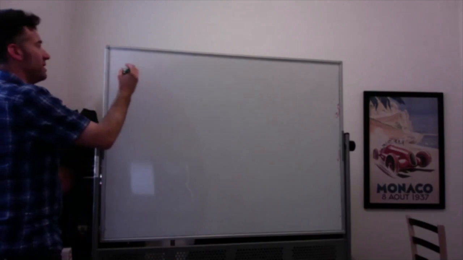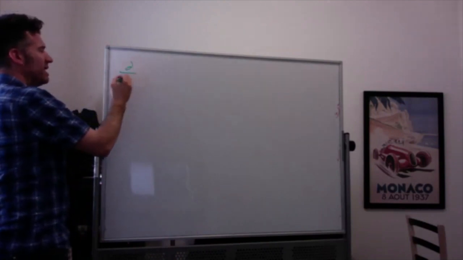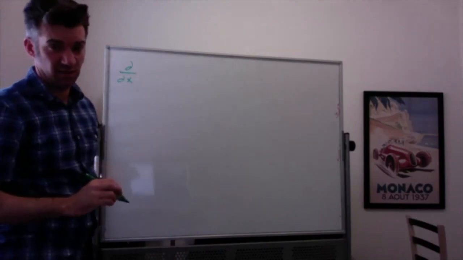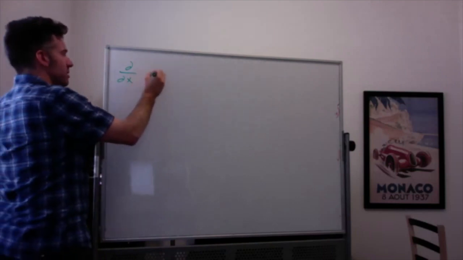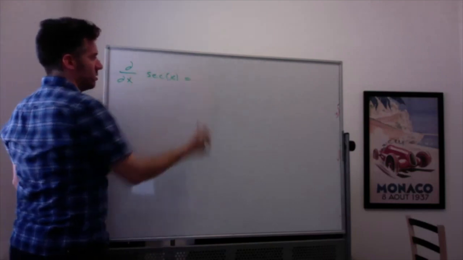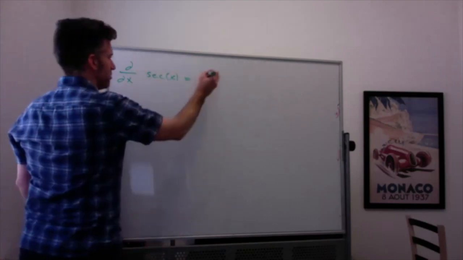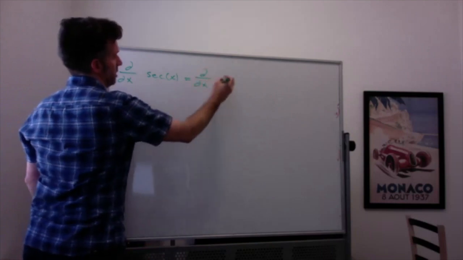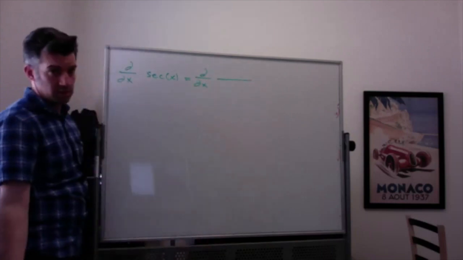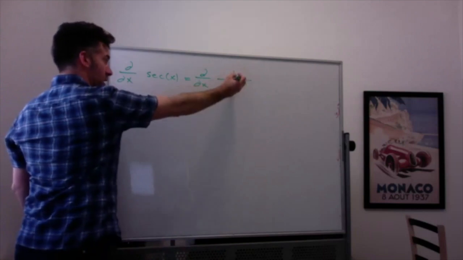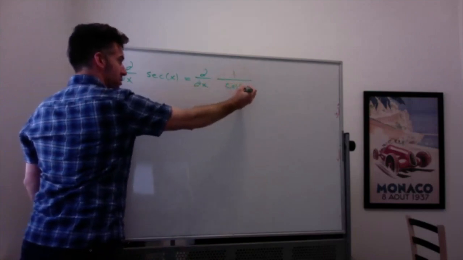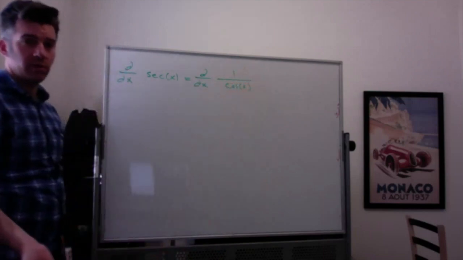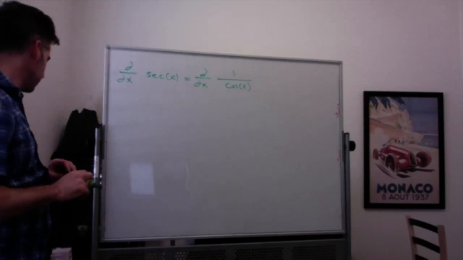Let's do the derivative of secant. Secant is actually even easier than tangent and cotangent, because secant of x, how do you write secant as a fraction or a quotient? Secant's 1 over cosine.